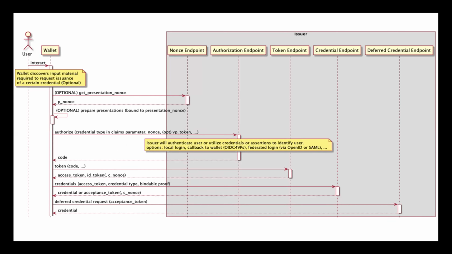Kristina, do we have any questions so far that we should answer before going into the sequence diagram? No questions, and no questions in the chat either. So we're good. Okay, thank you.